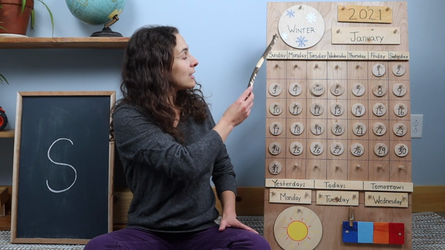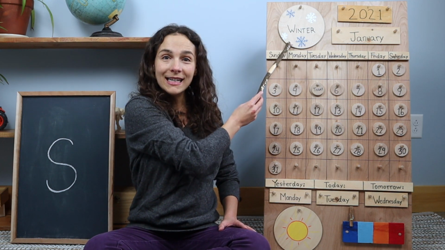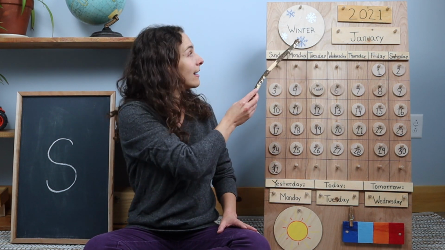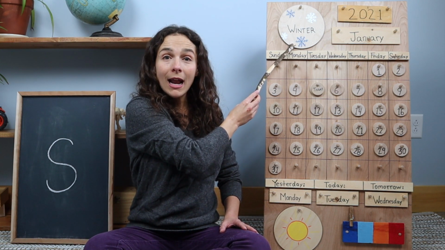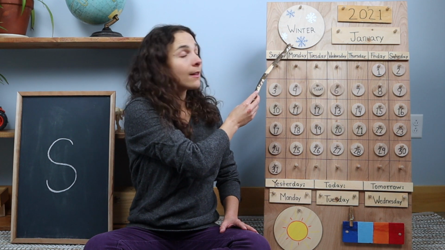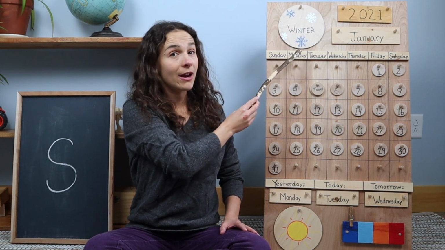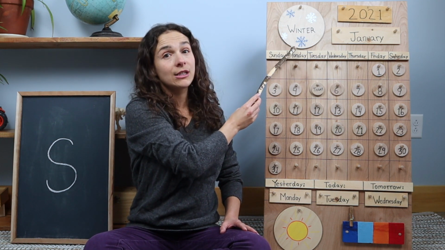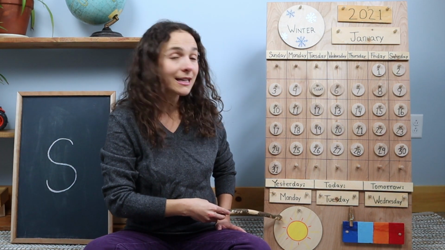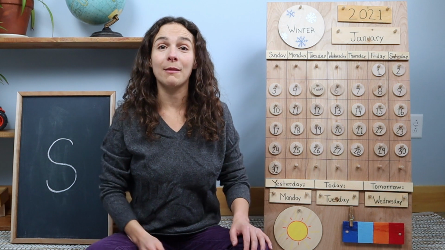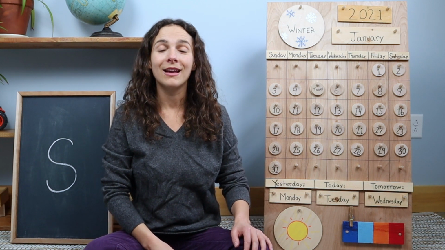Let's move back up to the top of the chart to talk about the season. What's the season? Winter, very good. And what happens in the winter? Where I live, it's very cold and very snowy. But it's not that snowy today. Let's sing the weather song before we talk about the weather.